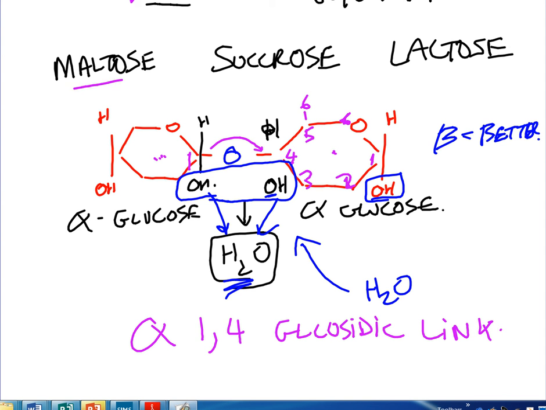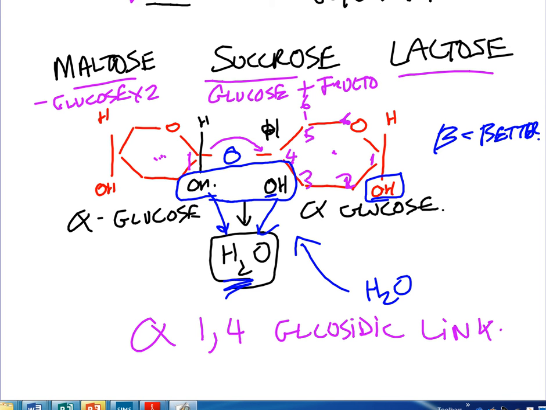So the three that we need to remember from the specification, in terms of what they're made from and what they show: maltose is what we see here, which is 2-glucose, so glucose times 2. Sucrose is made up of glucose and another monosaccharide, which is called fructose. And lactose is made from glucose and galactose. They're just names that we've got to remember.